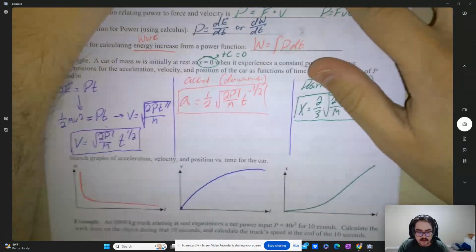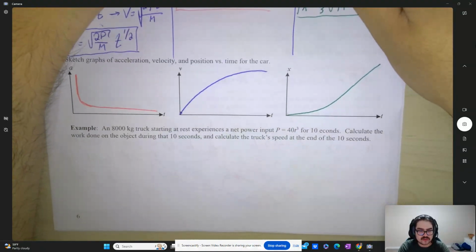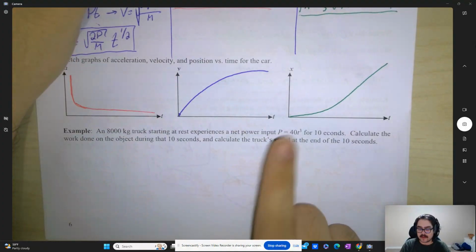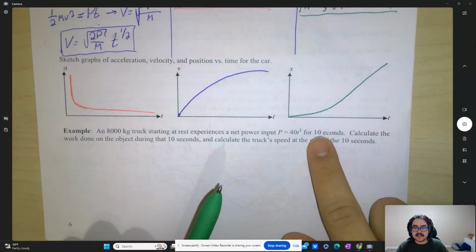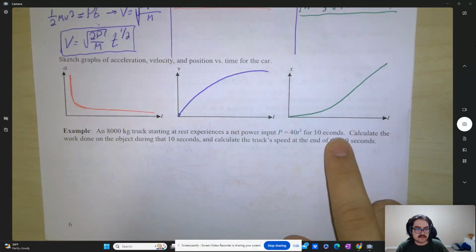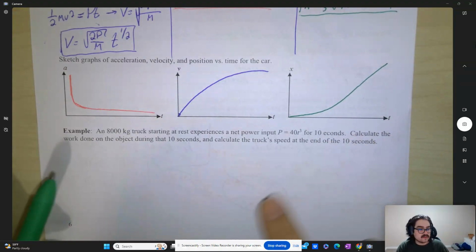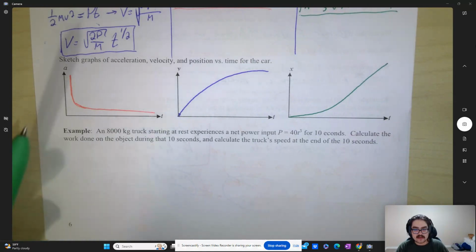All right. Now, the final example right here is about a truck. It experiences a net power input. They give you the power function for 10 seconds. Sorry, 10 seconds, it doesn't have the S there. I don't know why. Calculate the work done on the object during that 10 seconds and calculate the truck's speed at the end of the 10 seconds.